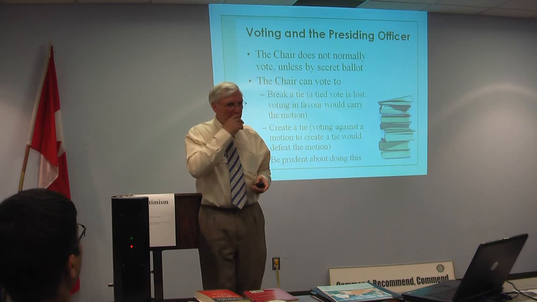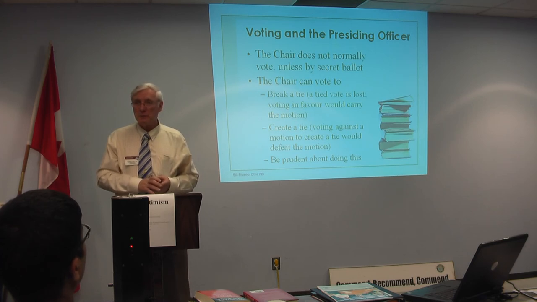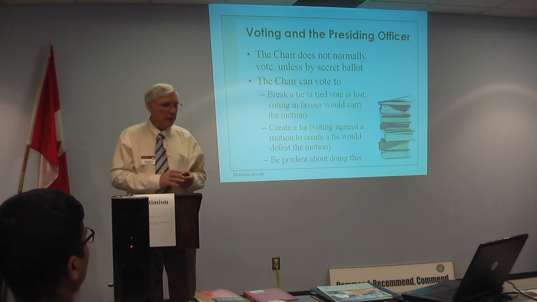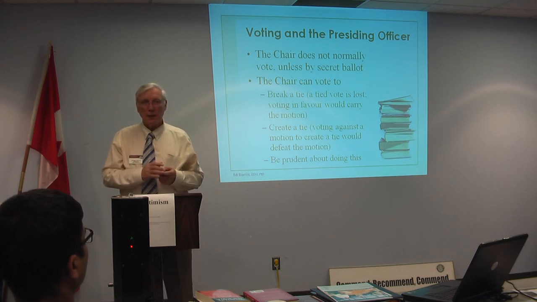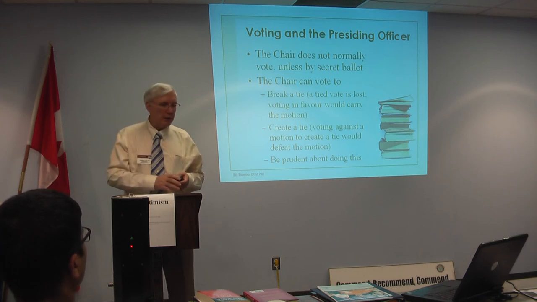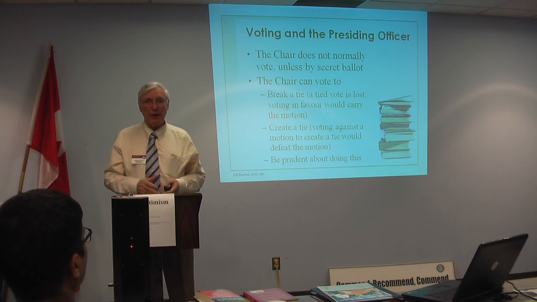Yeah, this is the one I wanted. Voting and the presiding officer. The chair does not usually vote. There are two places where, unless it's a counted ballot, the chair can vote. If it's a show of hands, then there are two times. They can break a tie. The tied vote is lost. If they vote in favor of it, then there's now more for than against, and it's carried. The other case is if you're voting and the motion is one shy of a tie, the chair can vote against and create a tie, in which case the motion is defeated.